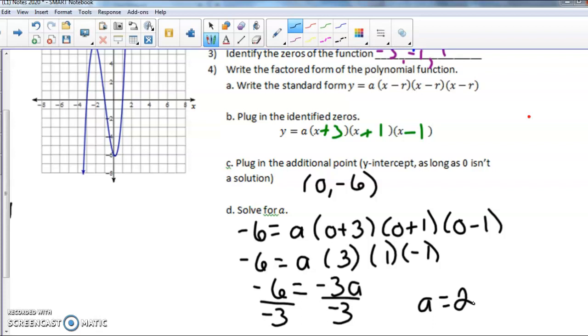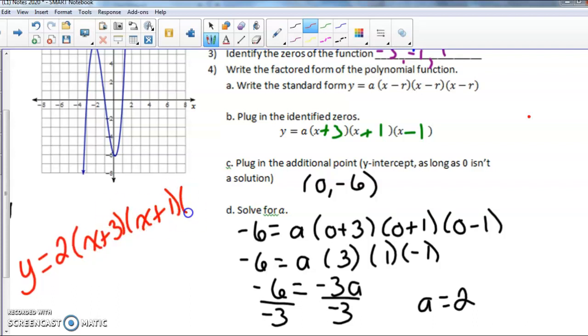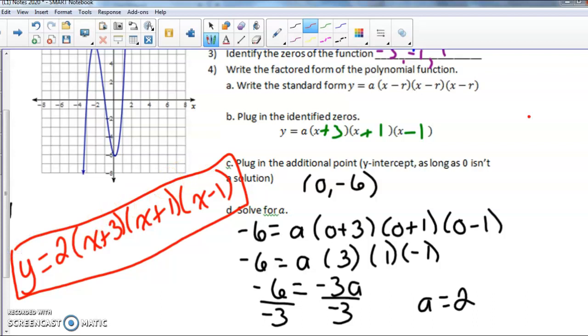So putting this all together in the equation, my equation for this polynomial is y equals 2, which is my lead coefficient, and then my factors: x plus 3, x plus 1, and x minus 1. This is the equation in factored form. We can also talk about the equation in general form.